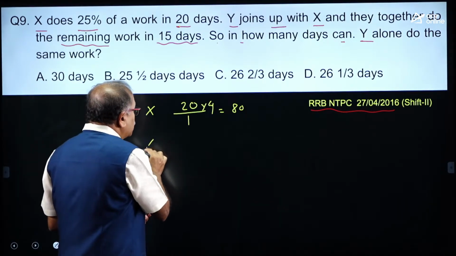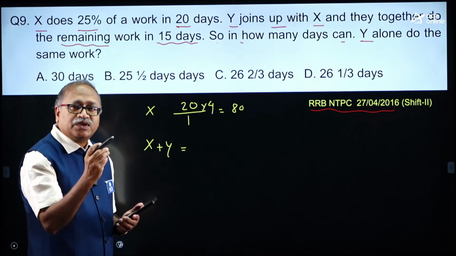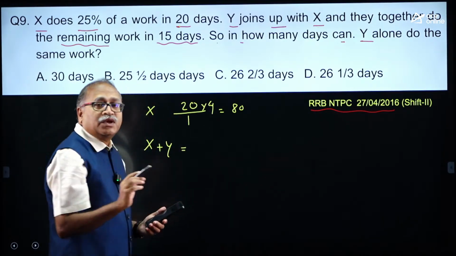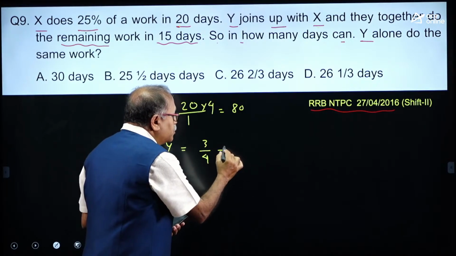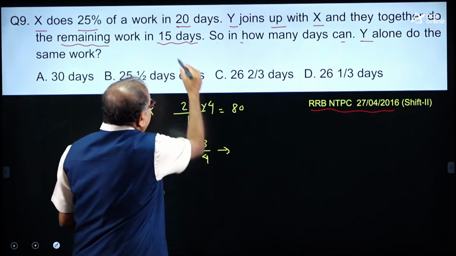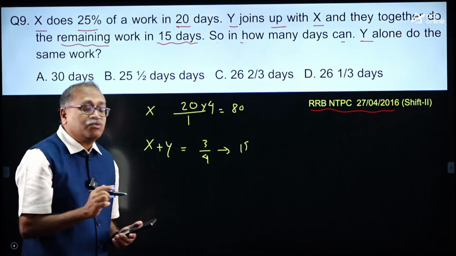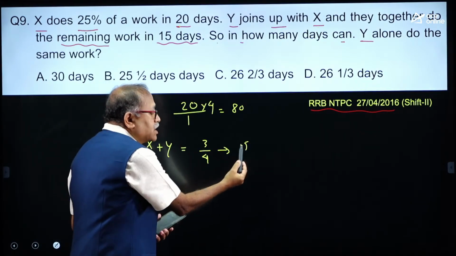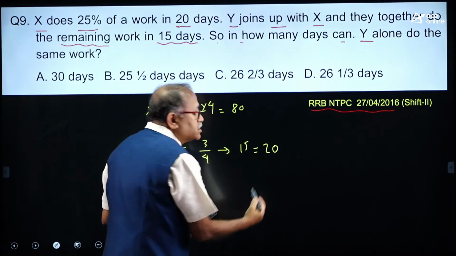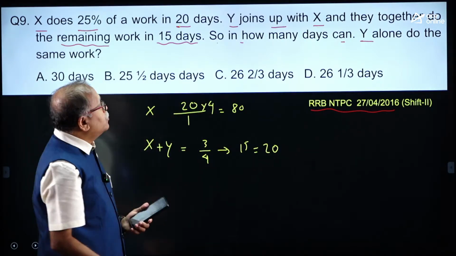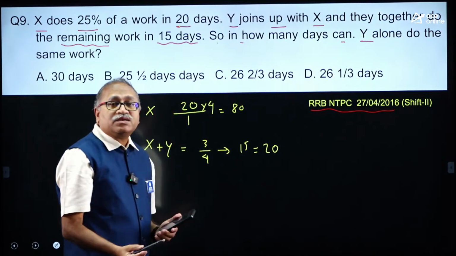So, X plus Y, you are not supposed to write X plus Y, you only write the calculation. So, 3/4 of the work they have completed in 15 days. That means together they can complete one work in how many days? With 3 this gets cancelled, 5 into 4, that is 20 days. Now, the question asked is, Y alone can complete the work in how many days?